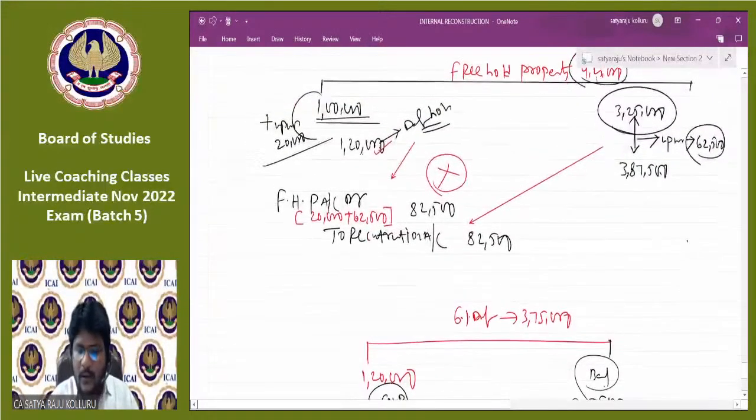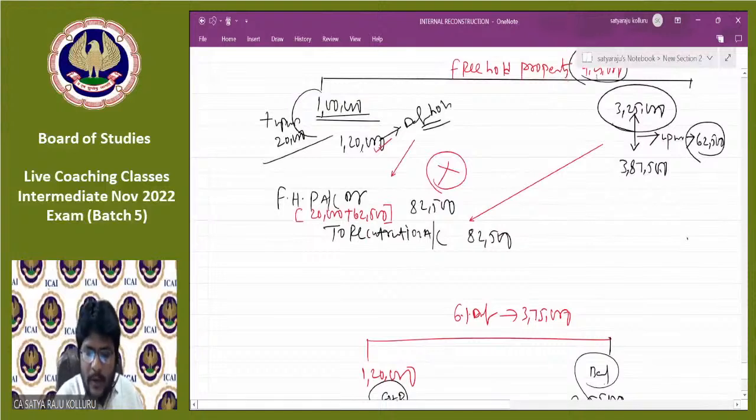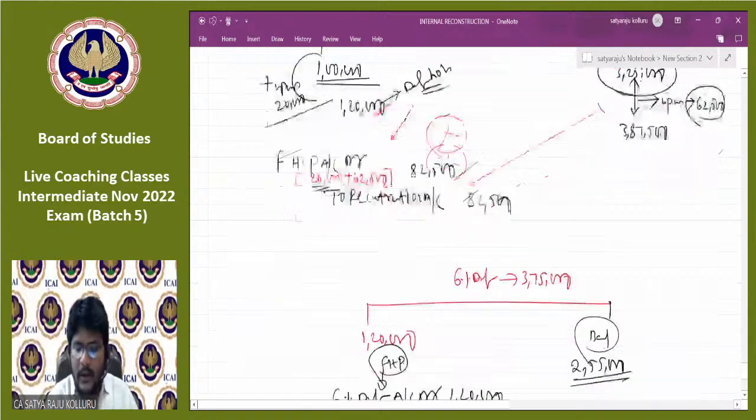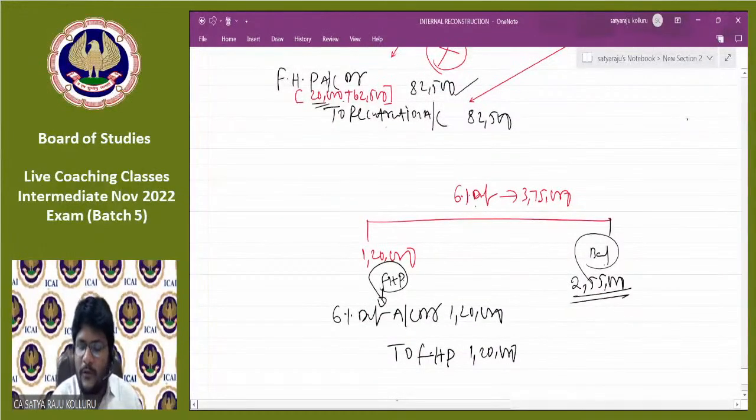One is upward revaluation of freehold property. Freehold property to reconstruction, 20,000 for 1 lakh face value of the asset. For the remaining 3,25,000 face value, 62,500, which is the total upward revaluation entry from the freehold property point of view. From the 6% debenture holders' point of view, out of 3,75,000, in part payment we are settling through issue of freehold property. That's why 6% debentures to freehold property. What about the remaining balance? Remaining balance will be shown in the balance sheet as a liability.